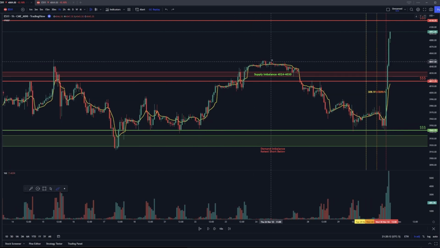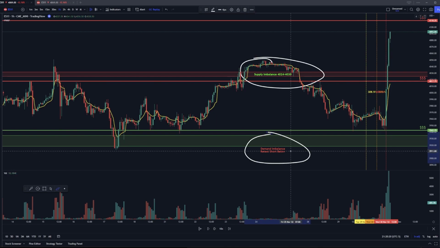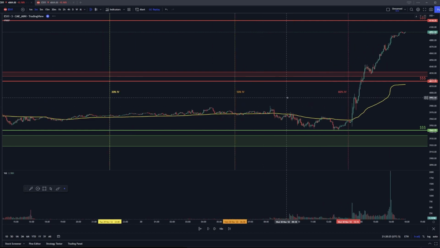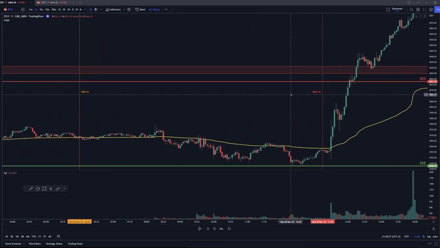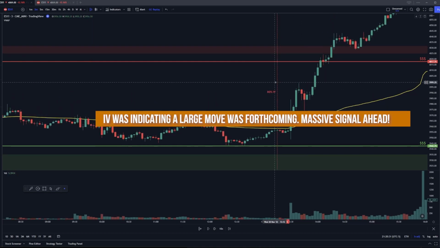As we can see here, I marked a supply imbalance at 40.24 and 40.30, and a demand imbalance here with a retest short below. And this is very important, because what ended up happening in this trading session is, before Jerome Powell talked, IV was at 80%, which was extremely elevated. It was even more than I expected.